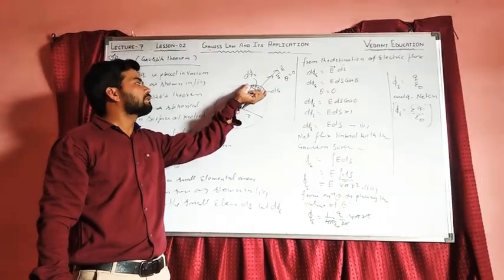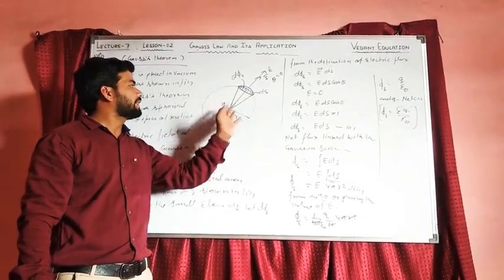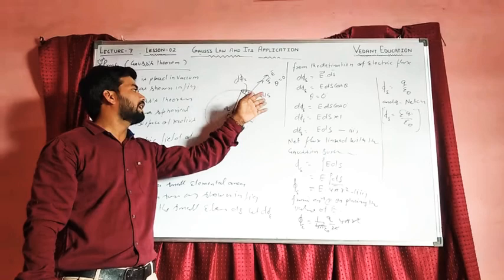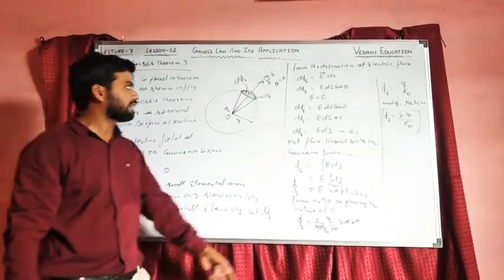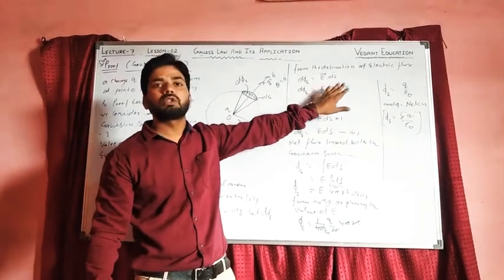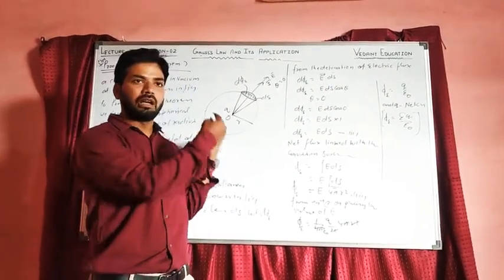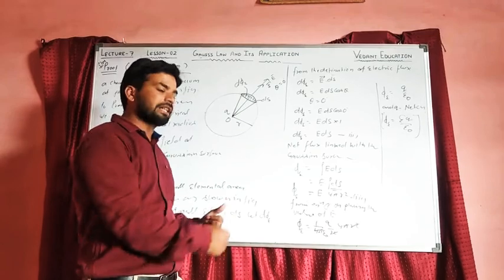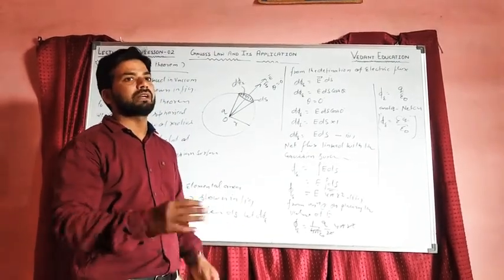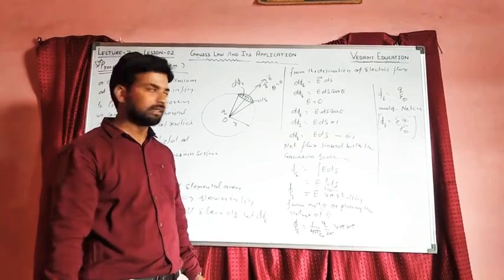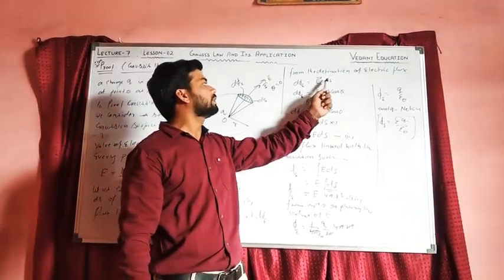Here we consider a small elemental area of this sphere, ds, and the flux linked with this surface area is d phi e. From the definition of electric flux, d phi e will be equal to E dot ds. It is from the previous article where I have defined electric flux. Electric flux is mathematically defined as the scalar product of the electric field vector and area vector. So d phi e equals E dot ds.